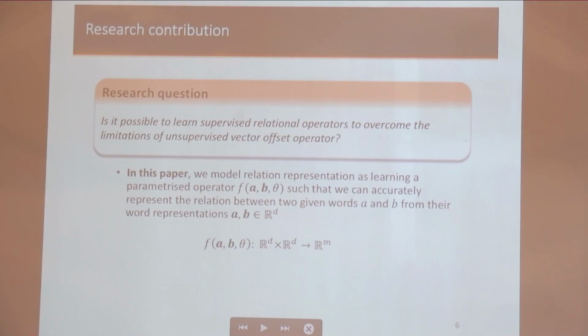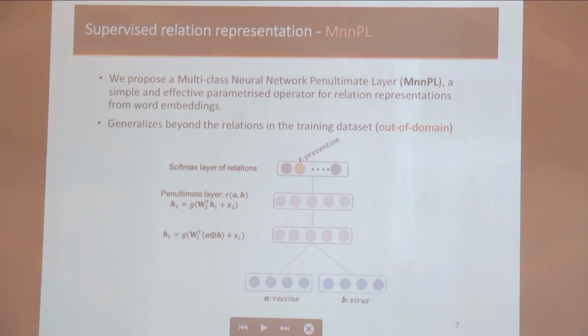So in this paper, we propose a parameterized operator that can take the two vector representations for the related words and produce a vector that hopefully captures the relation that exists between them. So simply, we propose a multi-class neural network penultimate layer. We call it MNNLPL. It's a simple multi-layer non-linear neural network that is trained on cross-entropy relation classification, and we show that the penultimate layer is a good representation for the relation that exists between words.